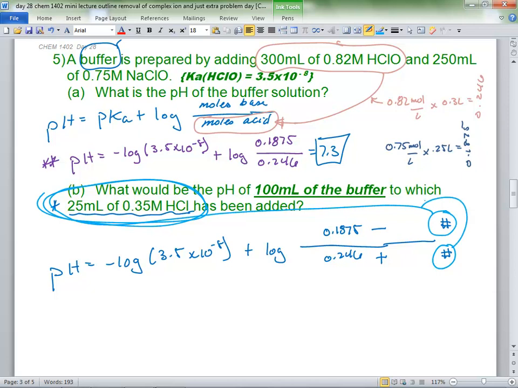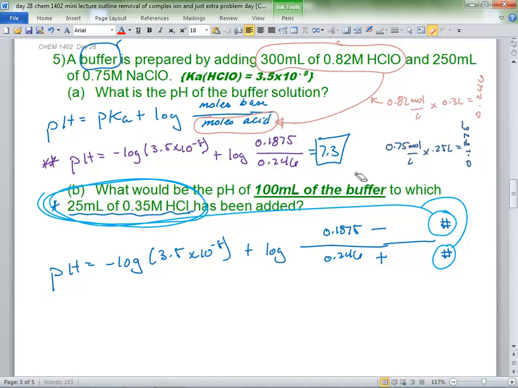Now, this would be great, we'd be done, if they didn't say what? The 100 mL of the buffer. If they wouldn't have said this, they added it to the whole buffer, we're done. Well, you've got to do it in the calculator, but you'd be done. But they only added it to 100 mL of the buffer.